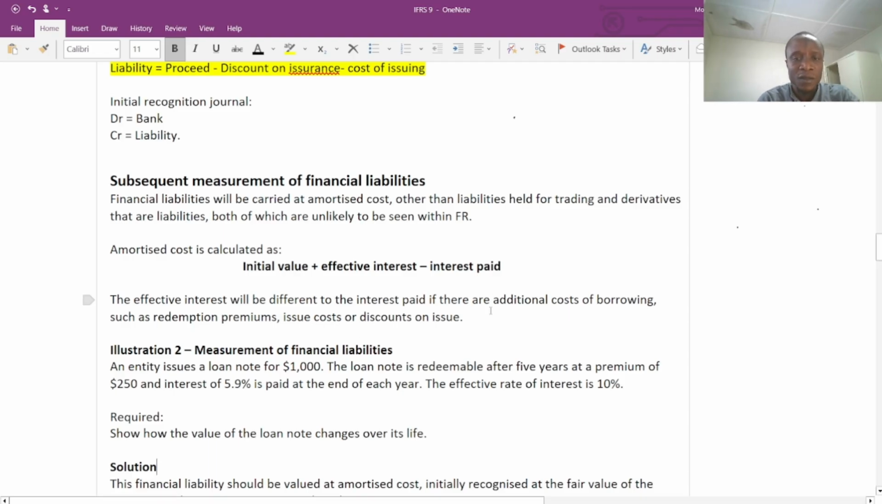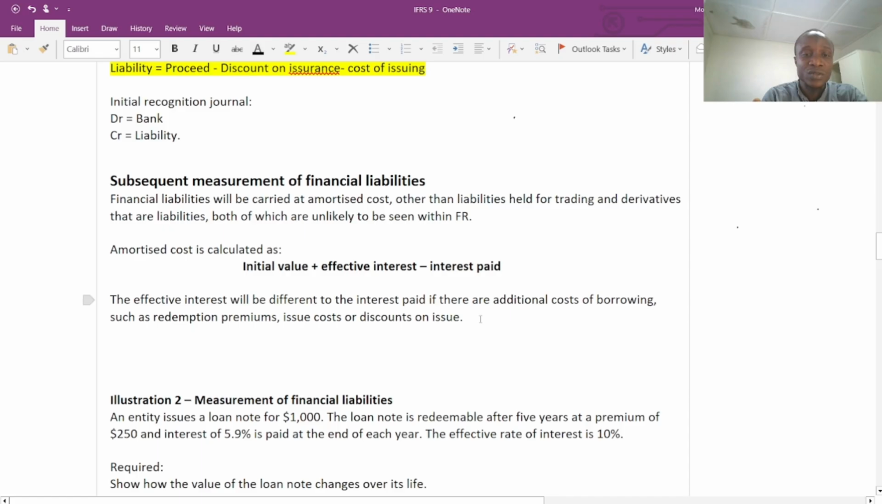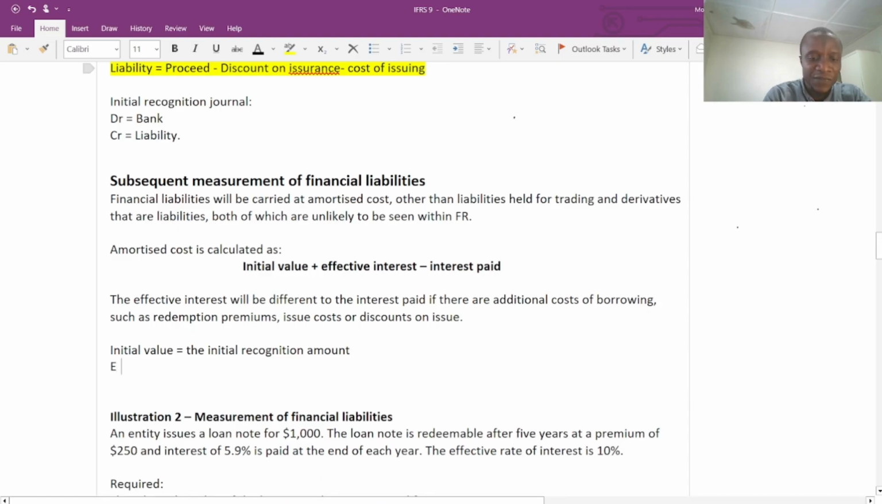So now let's understand the concept of the effective interest rate. The initial value is the initial recognition amount. Simple. Now, the effective interest, which is the same as the finance cost. Now, what do I mean by finance cost?